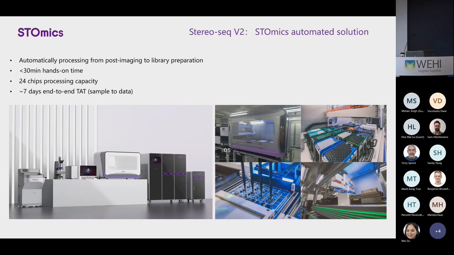It's very complicated. So we want to take the steps from permeabilization all the way through to library construction and put it all into one box that's fully automated end-to-end, to be able to process 24 samples concurrently with less than 30 minutes hands-on time, and to go from the cryostat step all the way through to the visualized result in 7 days or less turnaround time. All this is coming next year, and we have the prototype already working.